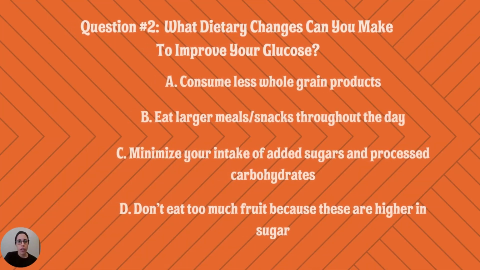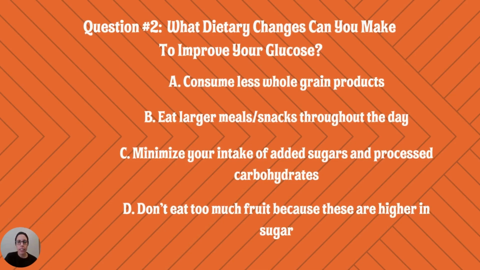So, question two for our knowledge break here is what dietary changes can you make to improve your glucose or your blood sugar? Is it A, consume less whole grain products, B, eat larger meals and snacks throughout the day, C, minimize your intake of added sugars and processed carbohydrates, or D, don't eat too much fruit because these are higher in sugar?